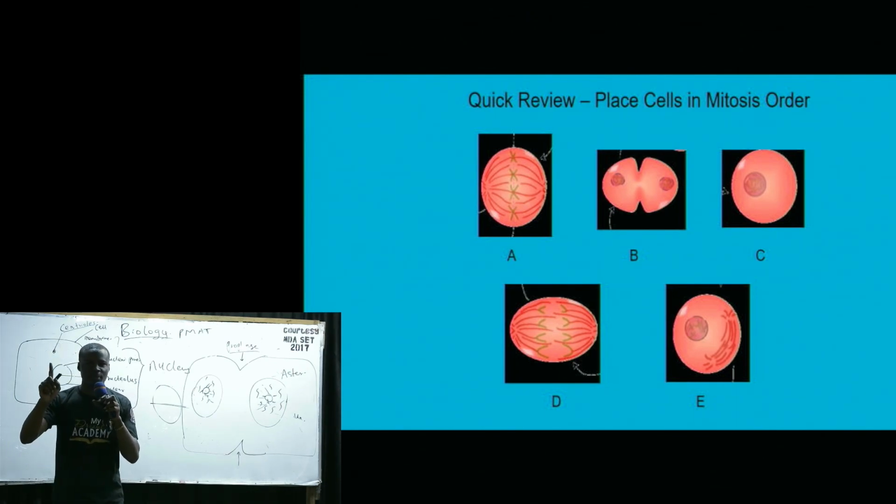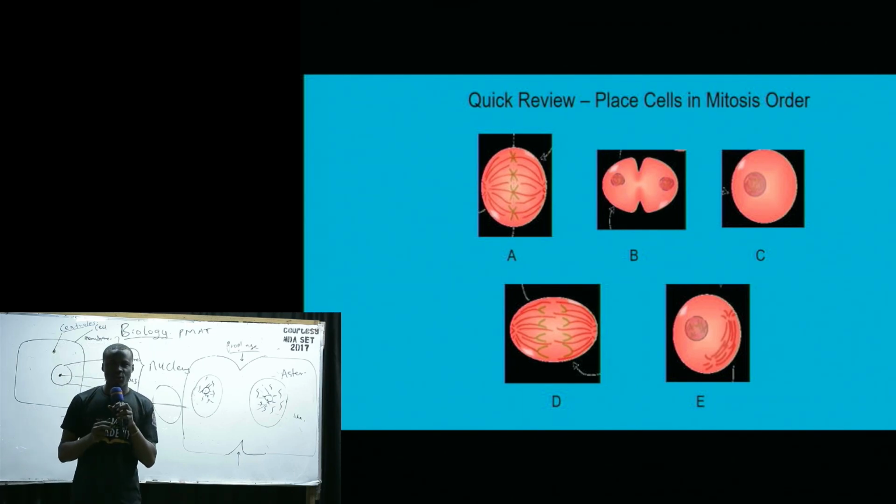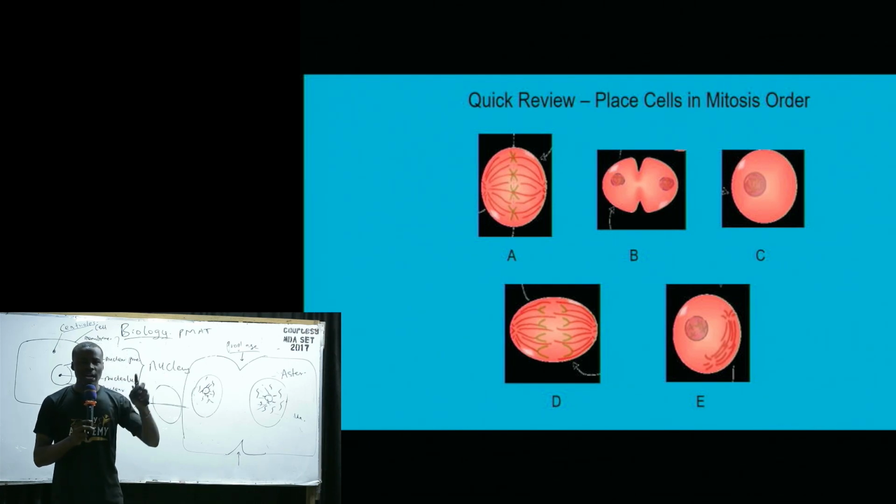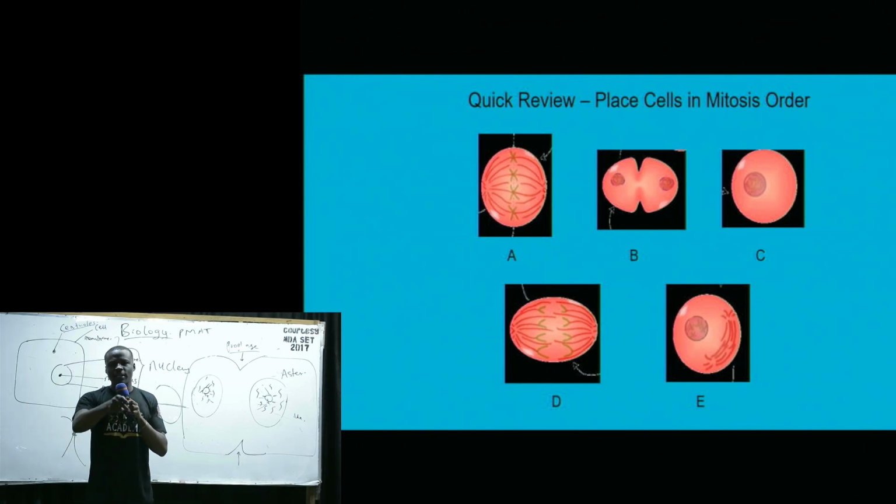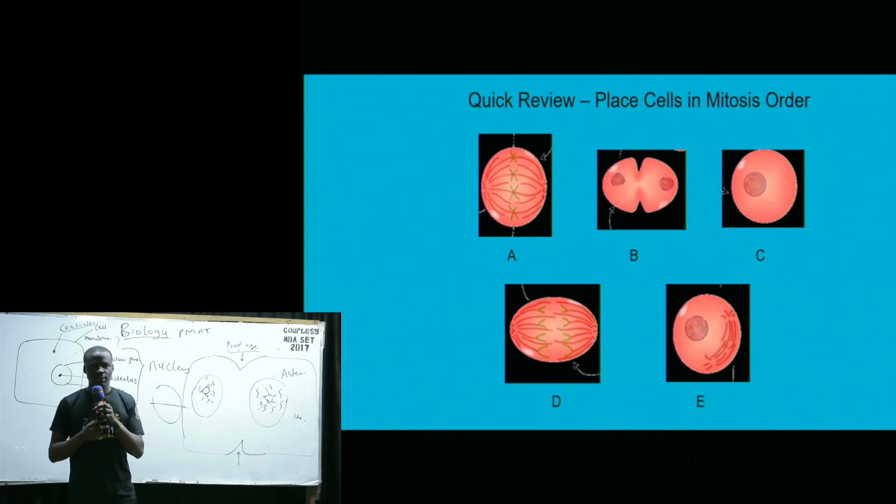Who can perfect it? Can we clap for her? She tried. Who can now perfect it? Alright, there's somebody at the back there. Give her the mic. C is early prophase. E is late prophase. A is metaphase. D is anaphase, while B is telophase. Can we clap for her?